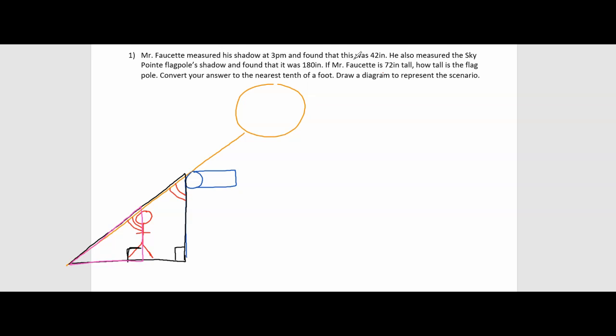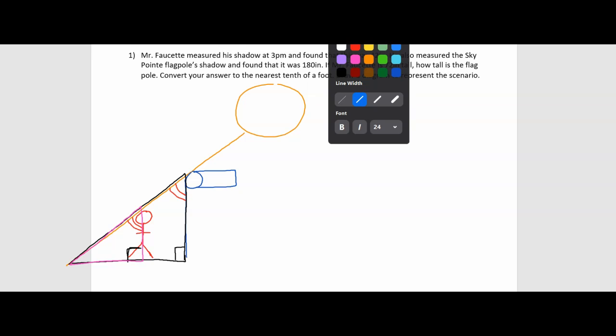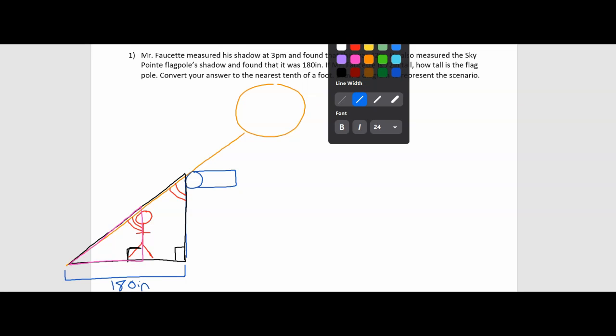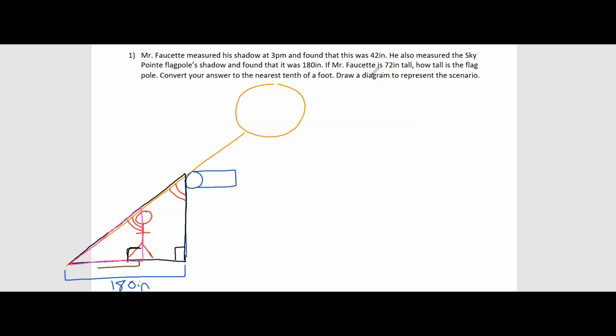Now we have to think about where are the shadows. Okay, well, the flagpole shadow is going to be this entire length. We know that's 180 inches. And we know that Mr. Fawcett's shadow is 42 inches. And we know one final thing, that Mr. Fawcett is 72 inches tall. Again, diagram not drawn to scale, obviously, in terms of that 42 inches may look longer than 72, but that's why we're labeling it.